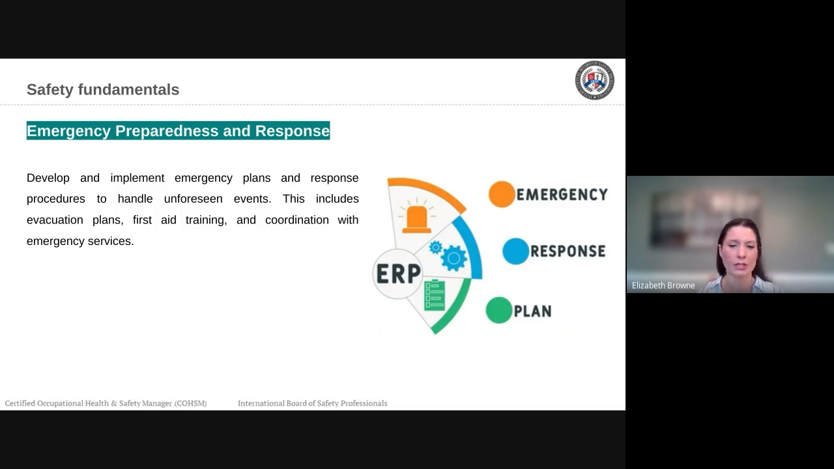Also having coordination with emergency services, such as our local fire department or medical provider, having a plan in place for what hospital employees may be transported to if advanced medical care is needed. All of these things are what we're going to use when we're addressing our emergency preparedness and response.